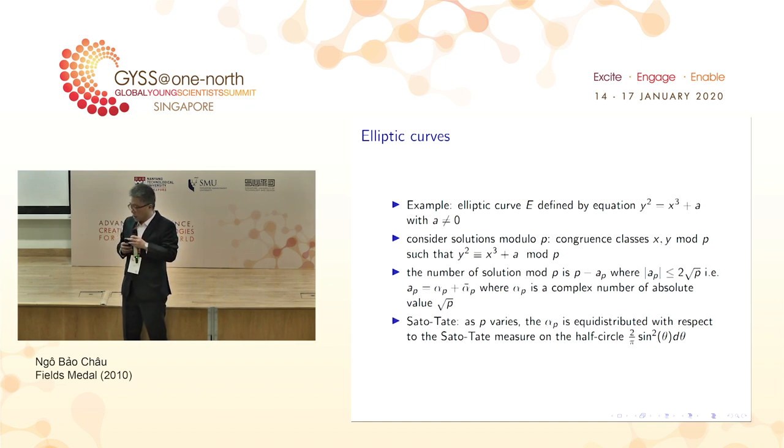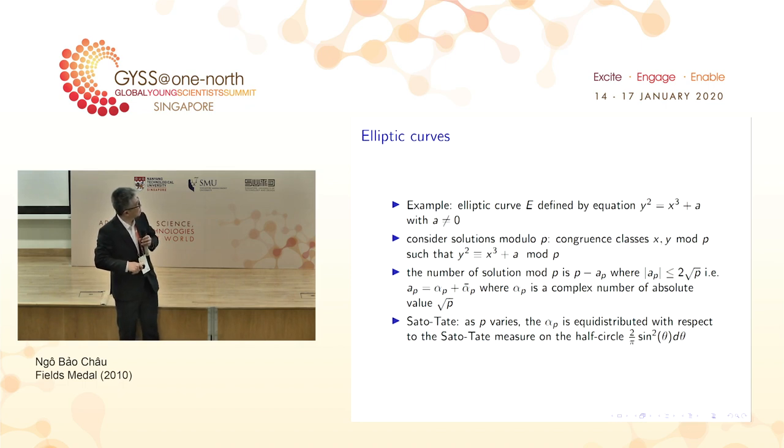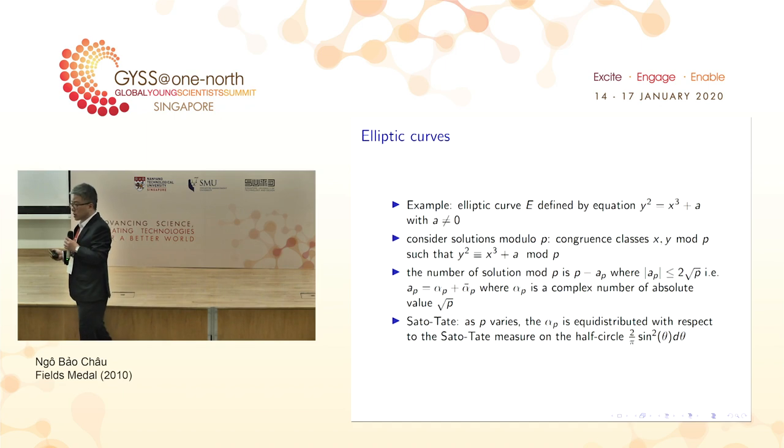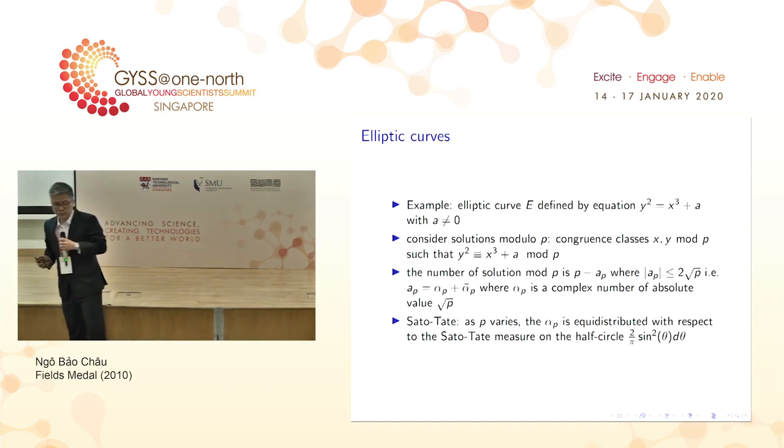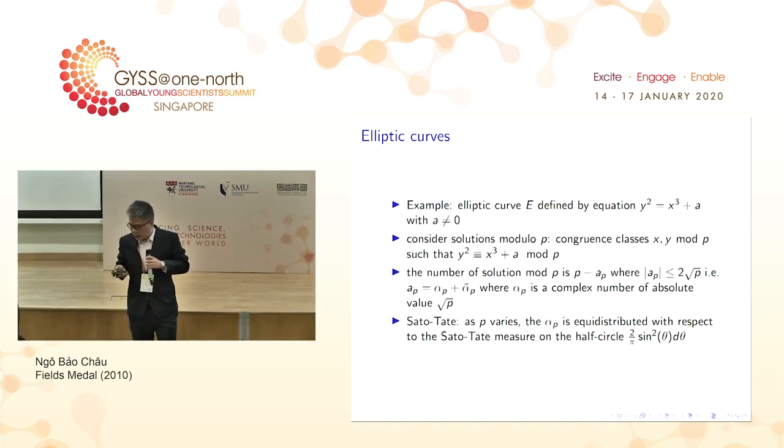And there's a law for that, the so-called Sato-Tate measure. It's very surprising that you can calculate explicitly that it is 2 over pi sine squared. Right? That was one of the conjectures, and it took like 15 years to be solved, and now it is known to be a theorem.